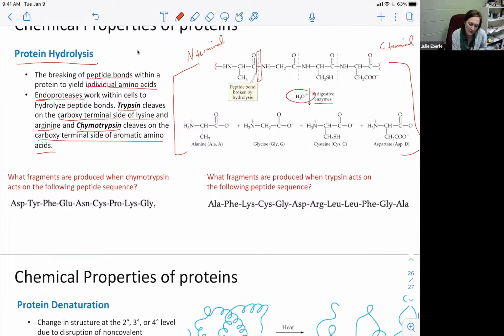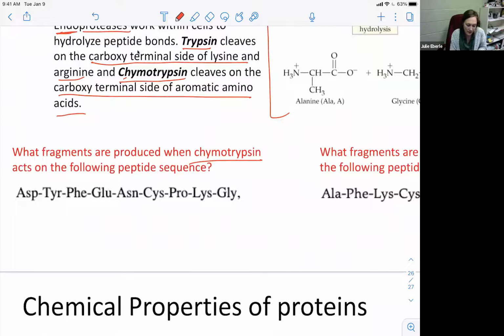So let's put this into practice. What fragments would be produced when chymotrypsin acts on the following peptide sequence? Remember, it's not going to clip every single peptide bond, only certain ones. Chymotrypsin cleaves on the carboxy terminal side, the right side, of aromatic amino acids. So which ones here are aromatic? ASP is aspartic acid, or aspartate. Is that one aromatic? Do y'all remember? I know you just learned these today.